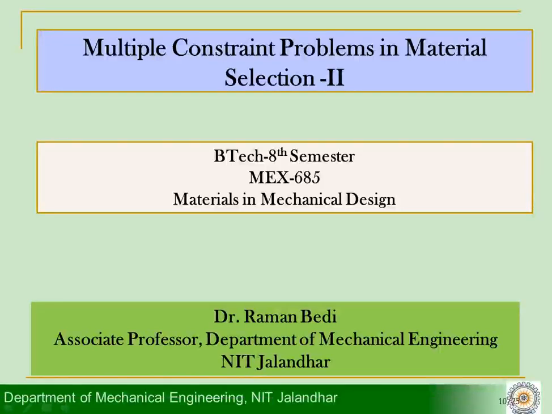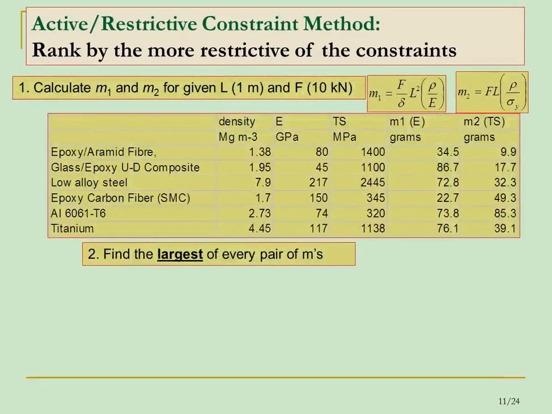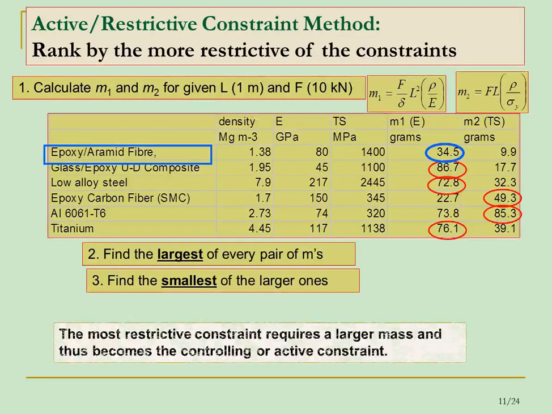Hello students. So coming back to our problem on multiple constraints, we have seen that by using what we refer to as the active constraint method or the restrictive constraint method, how we can solve one problem. That's one example which I showed you, that in this particular method, the method itself is able to decide which constraint becomes active for which material.